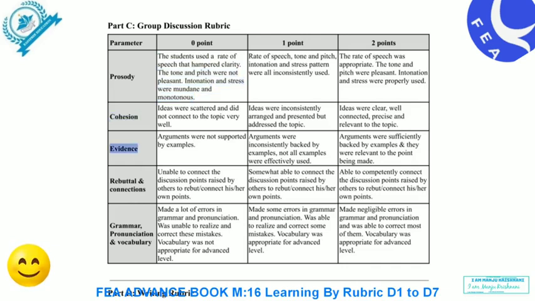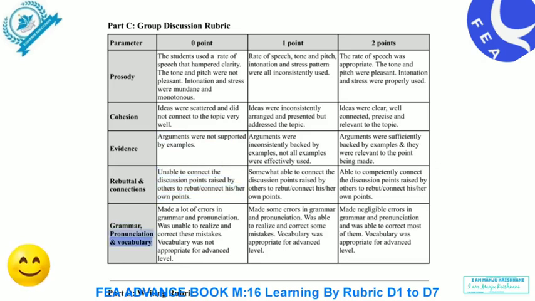Cohesion. Evidence. Rebuttal and connections. Ideas were scattered and did not connect to the topic very well. Arguments were not supported by examples. Unable to connect the discussion points raised by others to rebut or connect his or her own points.